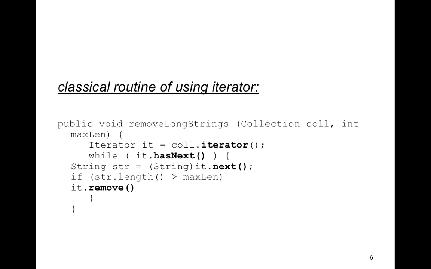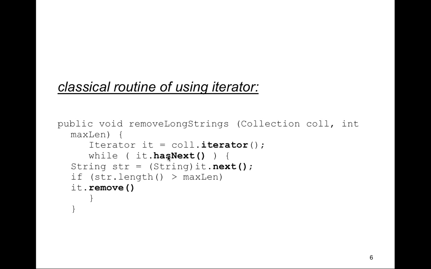Here's an example of a classical routine using an iterator. It's a method called removeLongStrings, and we send the method a collection and an integer value for the maximum length. Then we say Iterator it, so we're making an instance of this iterator. The instance of this object is called it. We're going to call on the collection that we're sending it. We say it is equal to collection.iterator(), so we're running the iterator method on the collection to say, give me your iterator.